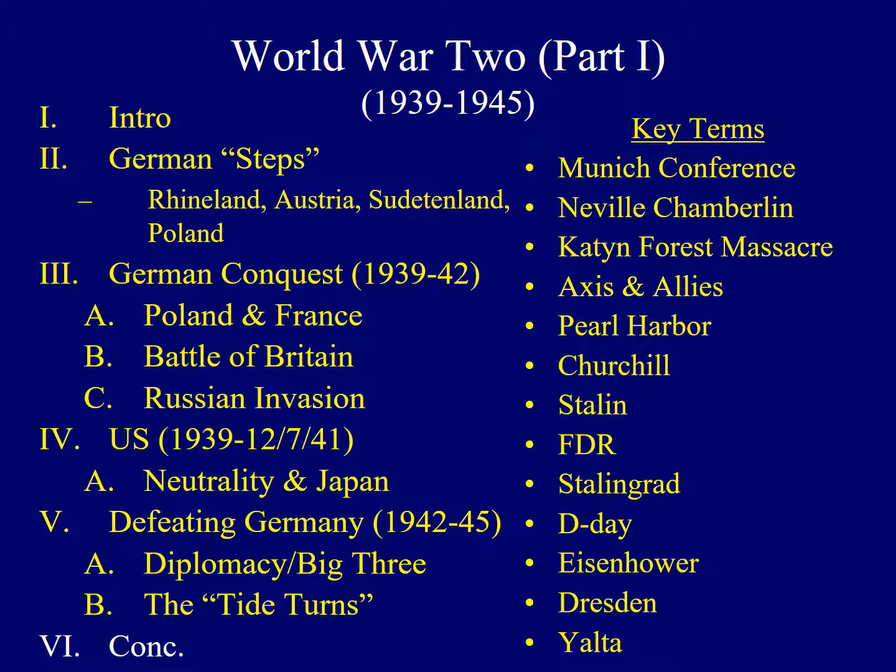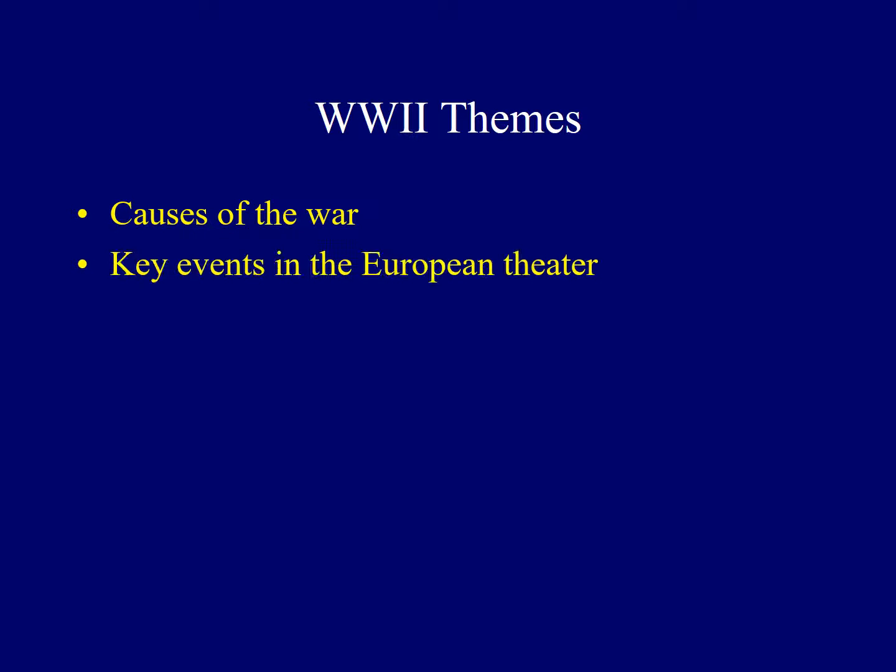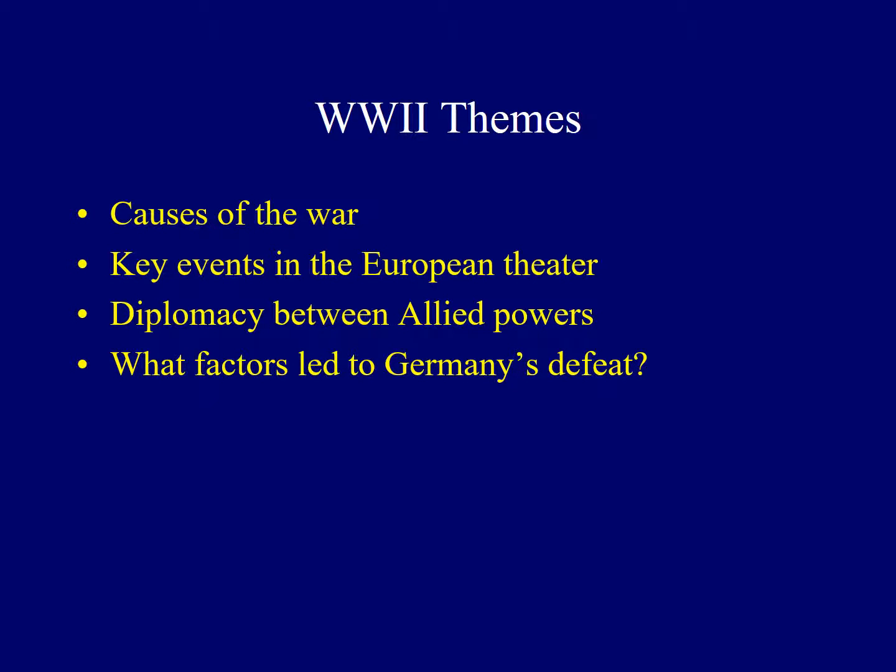Well, I'd like to wrap up some of the main points of the presentation next. This presentation addressed the nightmare of the Second World War. First, it focused on the causes of the war, and then key events in the European theater, with a particular focus on Germany's initial successes. And then the diplomacy between the Allied powers. What you want to be able to do is identify the key factors that led to Germany's defeat. Don't worry, next lecture, we will focus on the U.S. actions to defeat the Japanese in the Second World War.